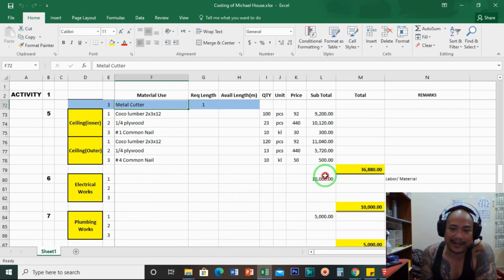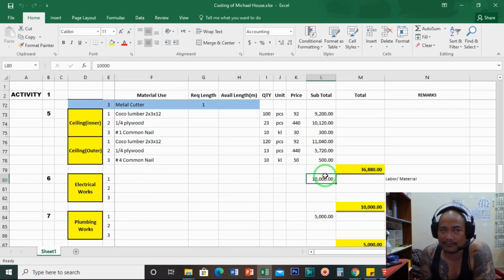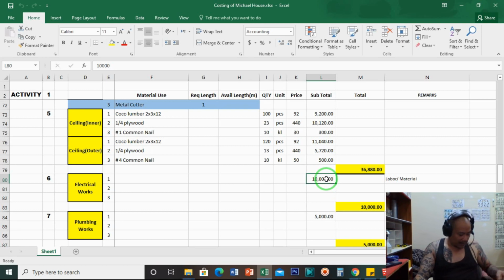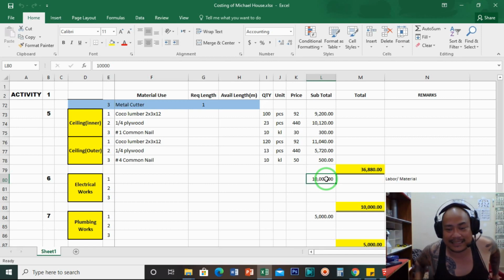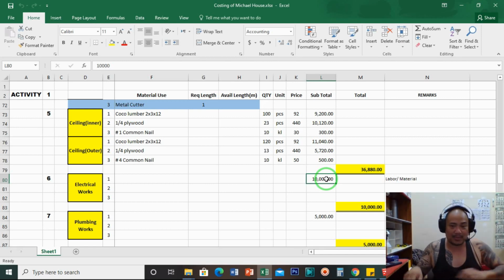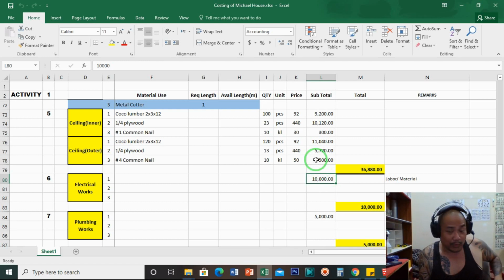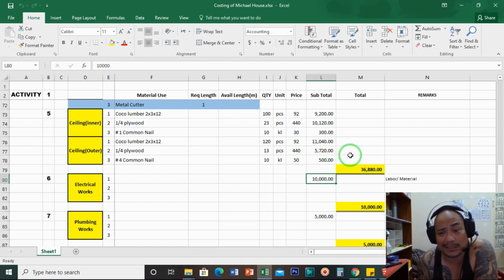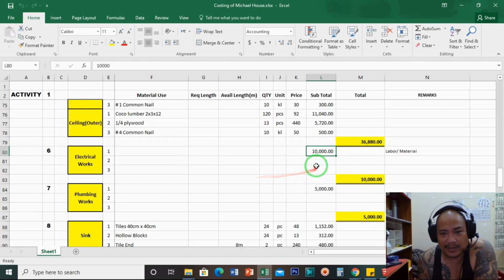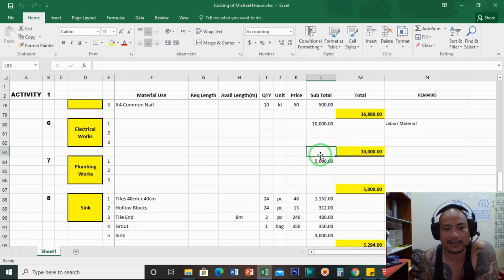Electrical works, we can get electrical works in my area for around 10,000. This is not a big house, my friend. Just take note, this is not a big house. We are just making a small house, and for electrical and plumbing, you are just paying for the material cost, and the labor is free. So I will say the electrical is 10,000 and the plumbing works is 5,000.